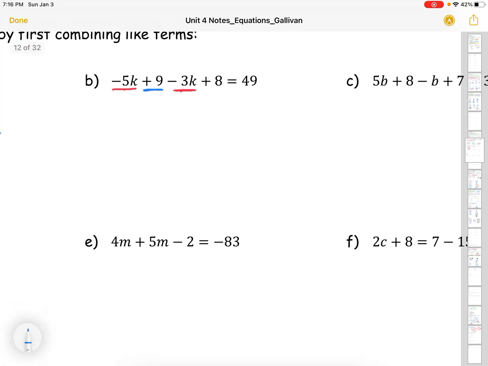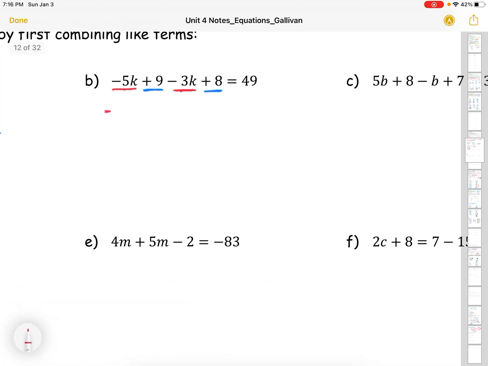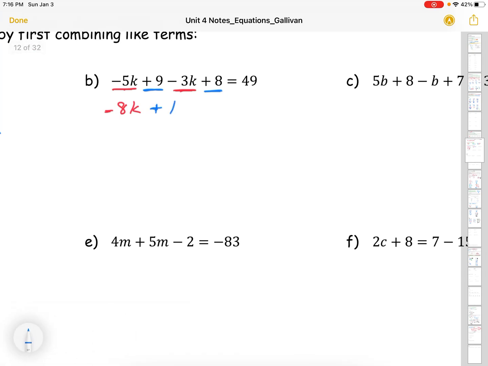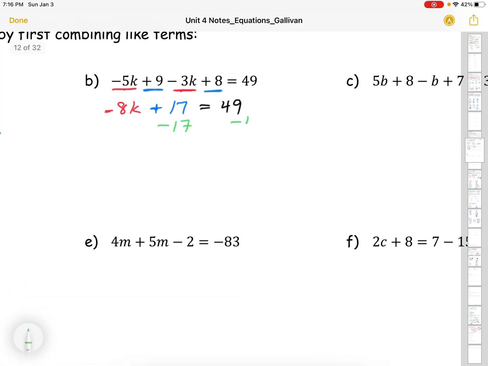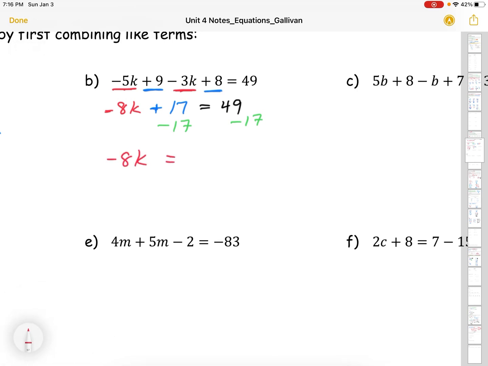So I have minus 5k and minus 3k, but I also have 9 and 8. So minus 5 minus 3 is minus 8. Plus 9 plus 8 is 17, which equals 49. Okay, now I can solve my equation. I'm going to minus 17 minus 17. So I'm going to have minus 8k equals, well, 49 minus 17 is 32. Okay, divide both sides by negative 8, and I'll get k is equal to 4.